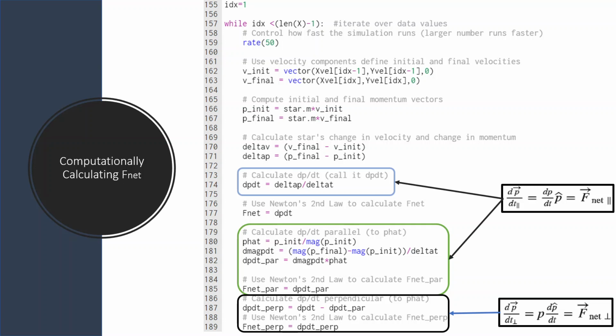Like we said before, we need to break F net into its parallel and perpendicular components to calculate F net successfully and accurately. I did this by first calculating dp over dt parallel, which involved calculating the direction of the momentum, p hat, and calculating the magnitude, dp over dt, and I multiplied these values to obtain dp over dt parallel, as shown in green. Because we know that the sum of the parallel and perpendicular components equals dp over dt, we can find the difference of dp over dt and dp over dt parallel to calculate dp over dt perpendicular, as shown in black.